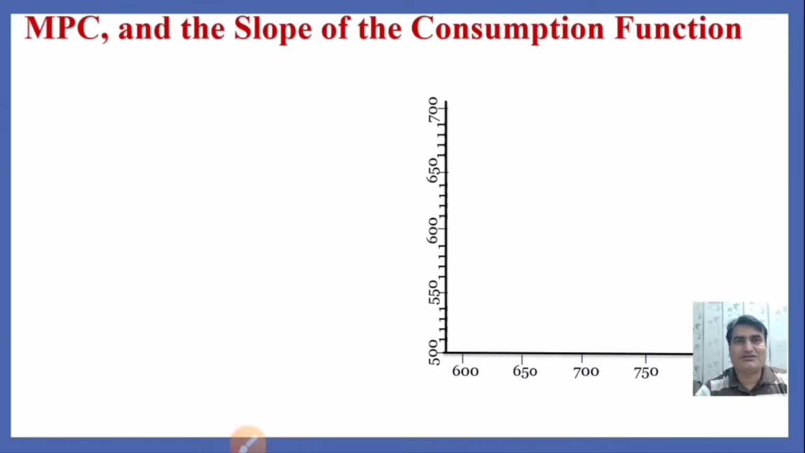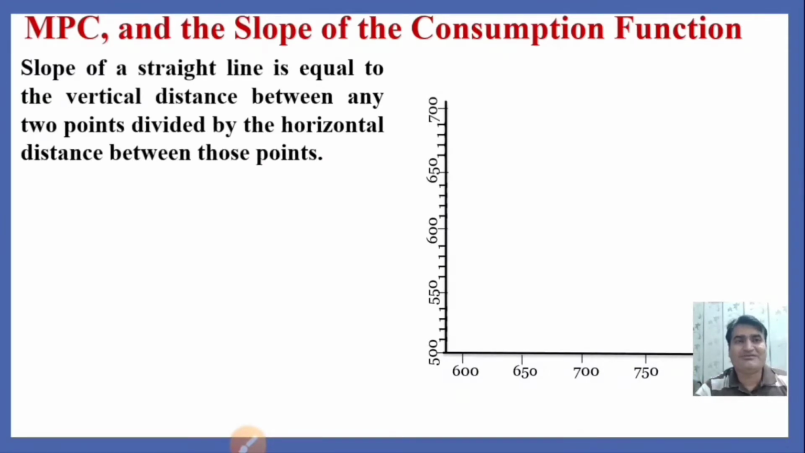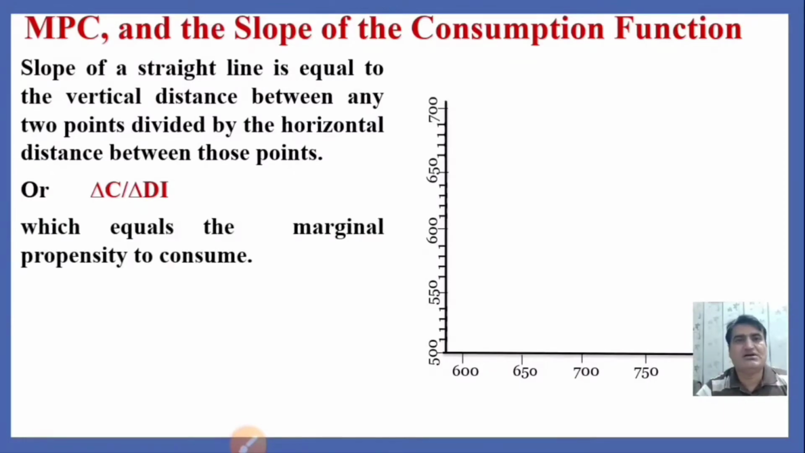Marginal propensity to consume and slope of consumption function. The slope of a straight line is equal to the vertical distance between any two points divided by the horizontal distance between those points. The slope of consumption is basically the change in consumption divided by the change in disposable income, which equals the marginal propensity to consume.